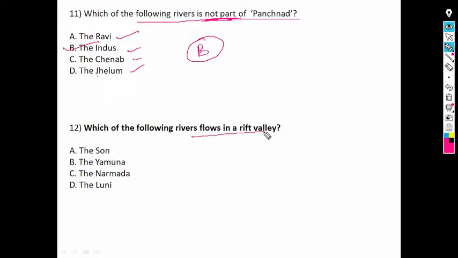Then next, which of the following rivers flows in a rift valley? Son, Yamuna, Narmada, and Luni. It is Narmada river. Narmada flows in a rift valley.